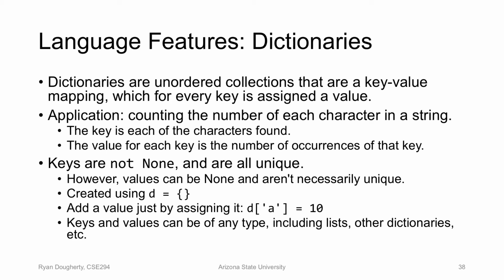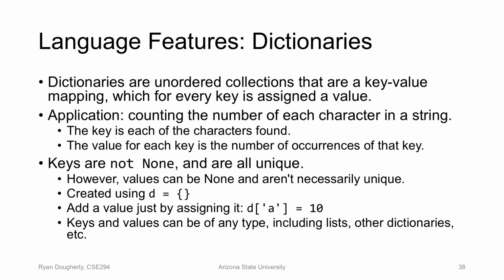Dictionaries we covered. They are key value pair mappings. So we have these unique keys. So the keys are unique, but the values don't have to be unique. And every key is assigned a value. So it's just a mapping between a key and a value. One application, as we'll see in a second, is counting the number of each character in the string.